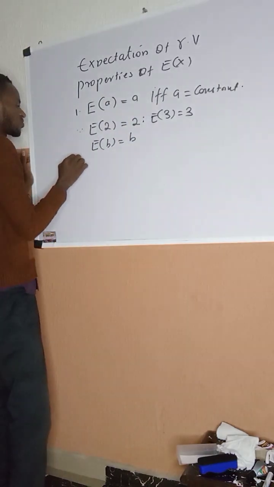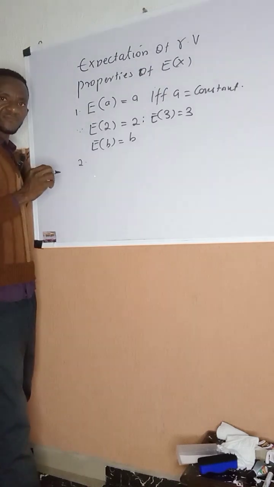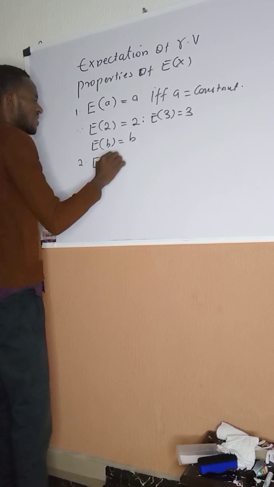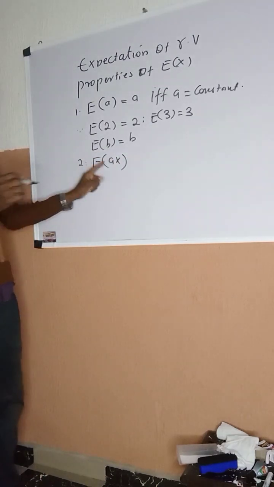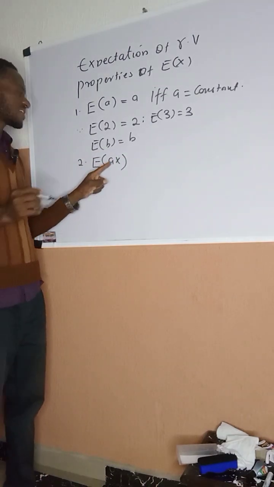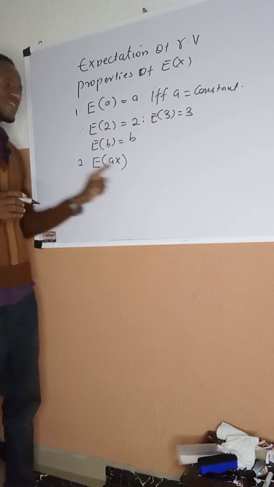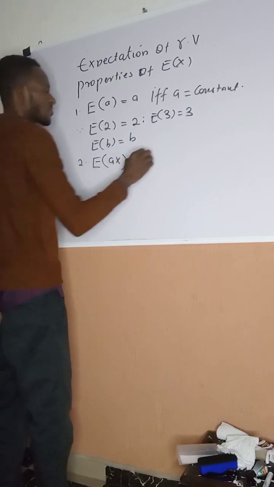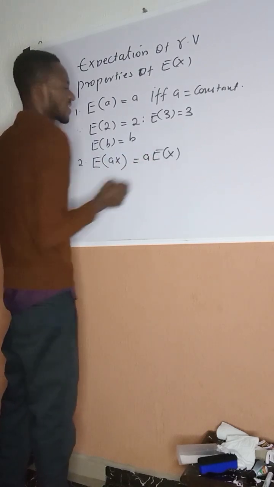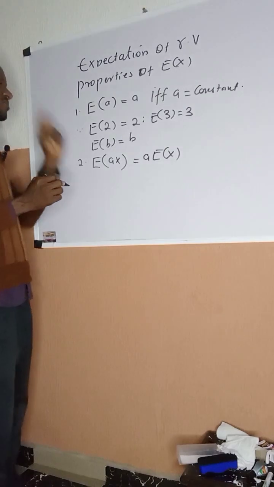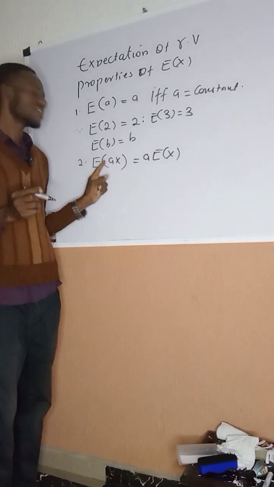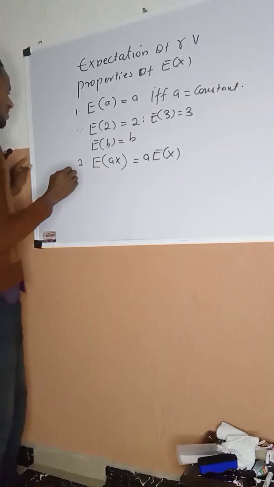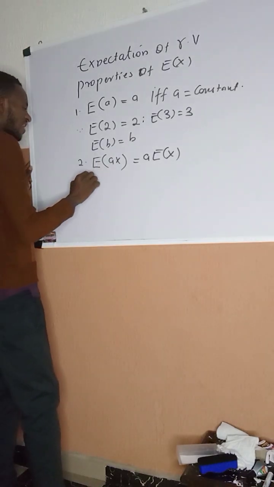So in property number two, we are saying that expectation E of aX, where this a is a constant and this X is a random variable, equals a times E of X, on the condition that this a is a constant and this X is a random variable. Therefore, if someone asks us to find the expected value of what?